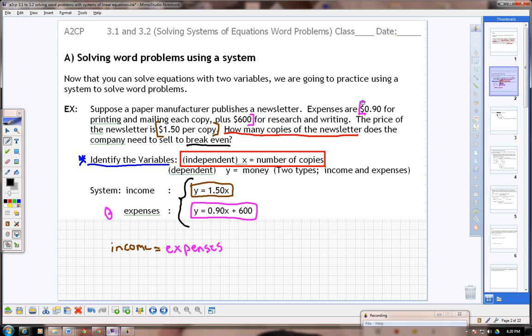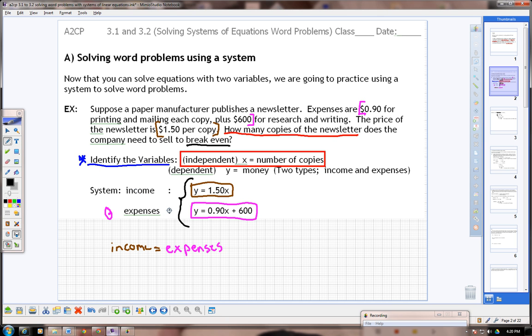The given information, highlighted in pink, is that we have 90 cents for printing and mailing each copy, plus $600. That's an expense. So we then want to consider, well, what else are they telling us? Well, the price of the newsletter is $1.50 per copy. So that's how much they're going to be making. And I understand we're assuming that they're making $1.50. That's how much they're bringing in, rather, for each newsletter. So that's their income and their expense.